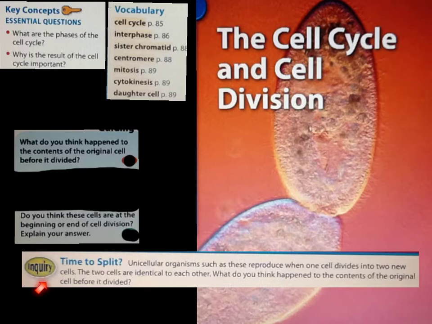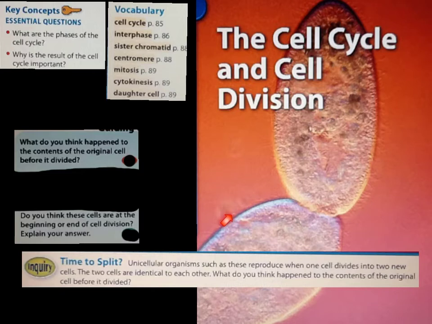Well, I can tell you that the cells that you're seeing right here are paramecium, and they are found mostly in freshwater environments where they feed on bacteria. If you take a look along the edges here, you can see a hairy appearance of the dividing cell, and that's due to the cilia that covers its surface. The cilia are used for locomotion or movement and gathering food. Unicellular organisms such as these paramecia reproduce when one cell divides into two cells.